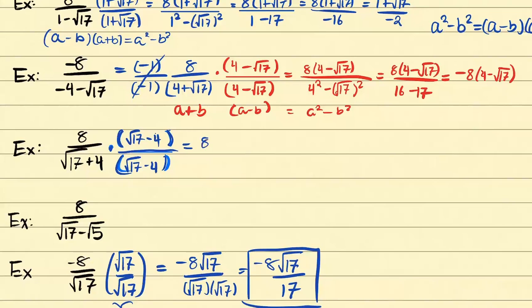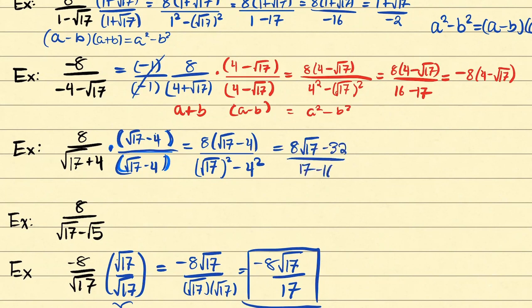So now I get 8 times the quantity root 17 minus 4. Then I get root 17 squared minus 4 squared. And I arbitrarily decided to simplify this more. You don't have to, you can leave it just as we had above.